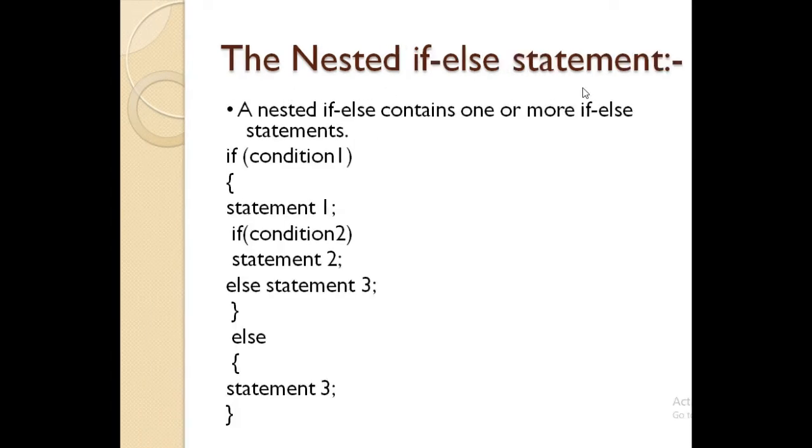The next is the nested if-else statement. The nested if-else contains one or more if-else statements. See the syntax. If condition 1 is true, it will print statement 1 and check the second if condition. If this is true, it will print statement 2. If this condition is false, it will print else statement 3 and leave this. But if the first condition itself is false, it will come out of the block and print the statement 3, this one, else statement 3. This is about the nested if-else statement.